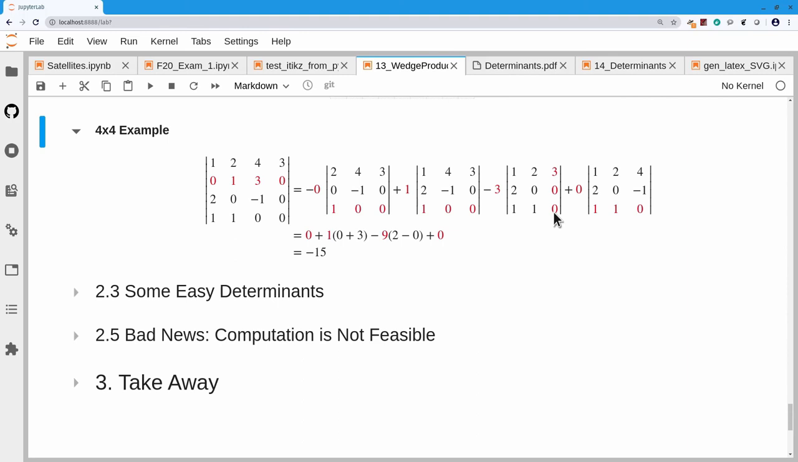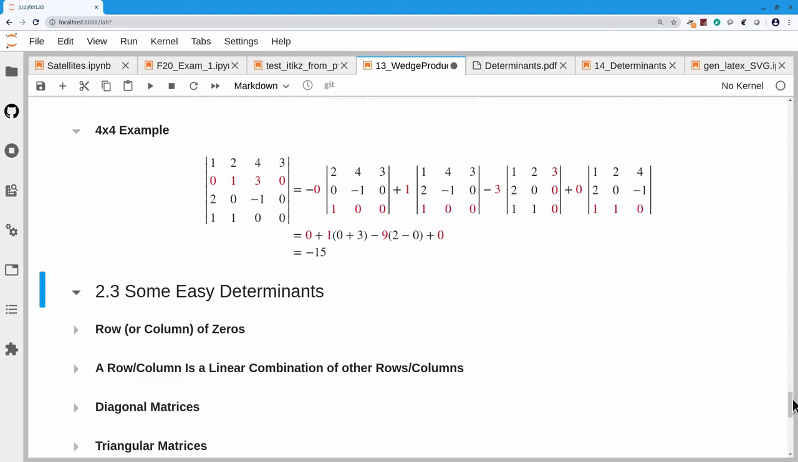For the next matrix, I might like the third column because it's got two zeros. It's only going to contribute 3 times the matrix 2, 0, 1, 1. So minus 9 times 2 minus 0. And for the last one, well, I might pick the last row, but it's already multiplied by 0, so no computation required there. The overall determinant when I finish the computation here is minus 15.